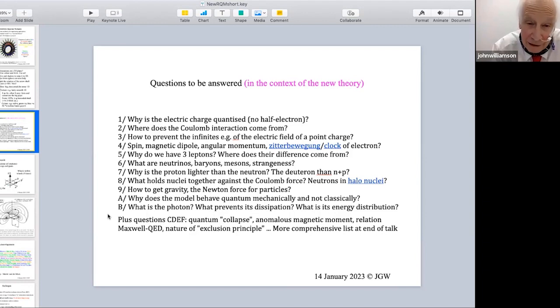So next thing is, where does the Coulomb interaction come from? Well, that's related to the electric charge, of course, and we'll talk about that too.